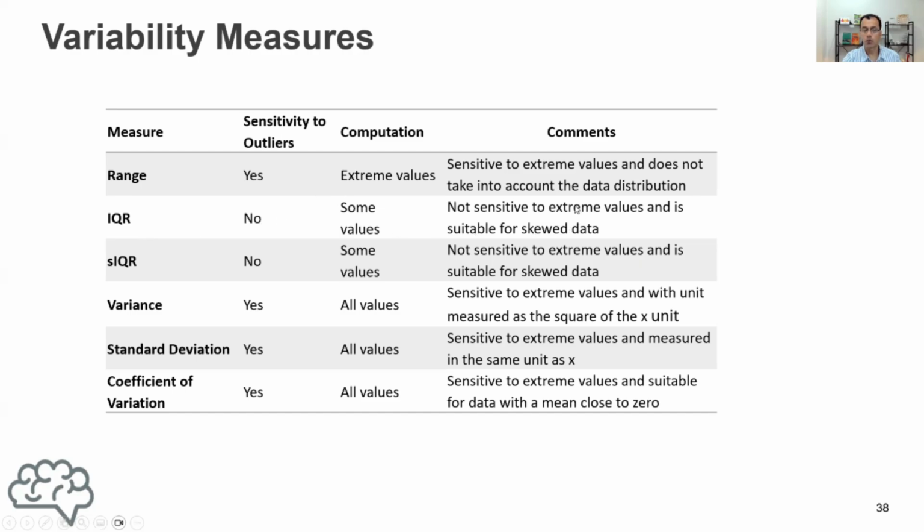In terms of general comments, it's worth saying that IQR and SIQR are very suitable to deal with skewed data because they are not sensitive to outliers or to extreme values.